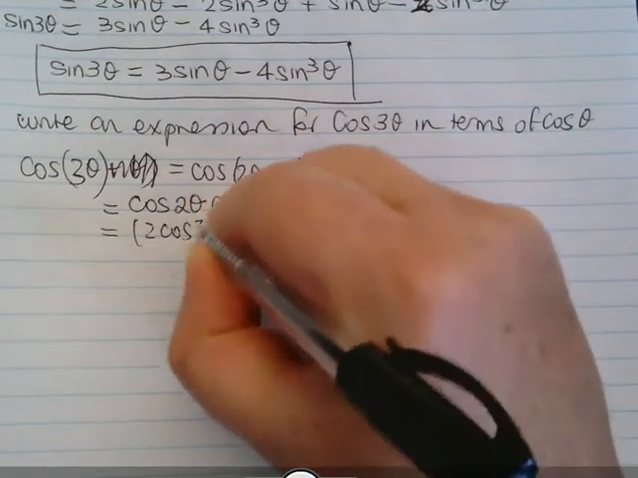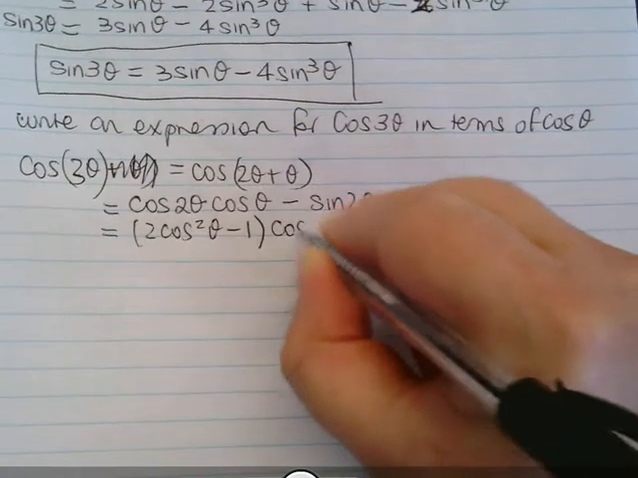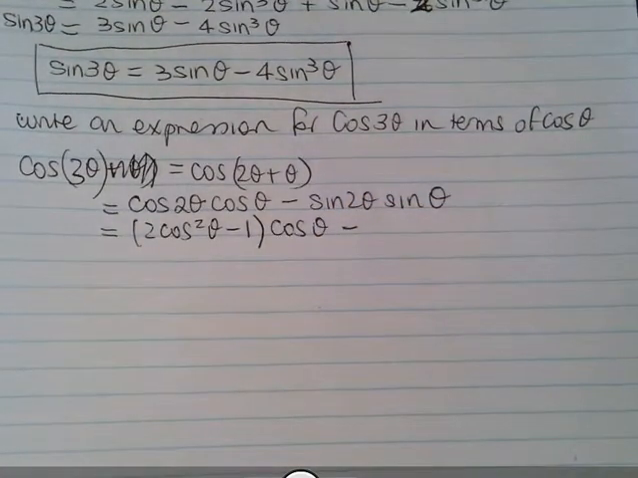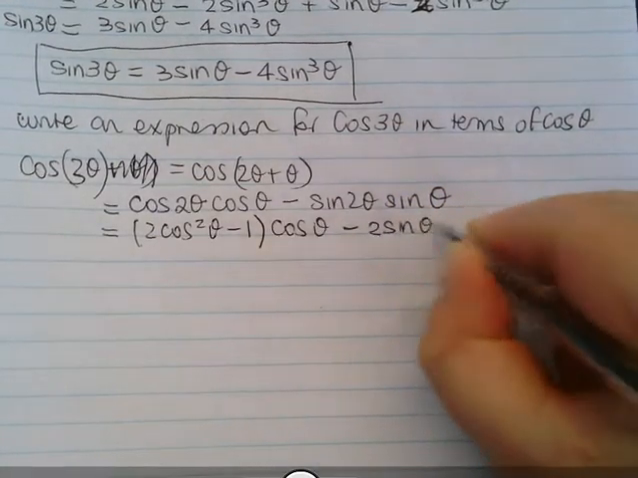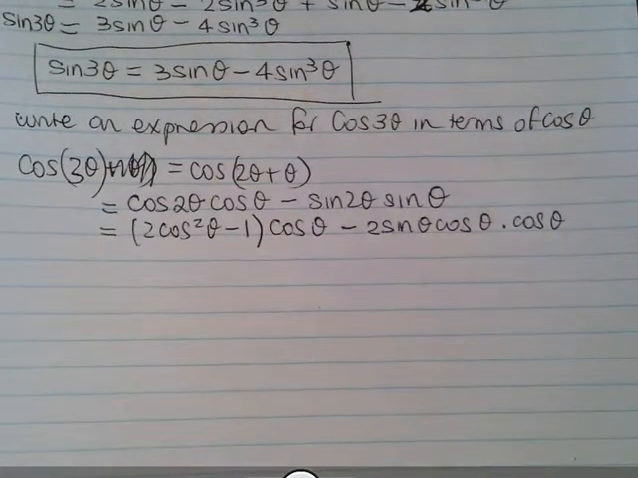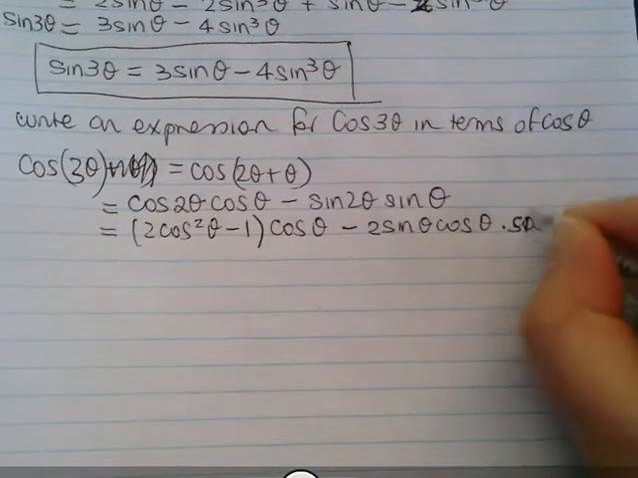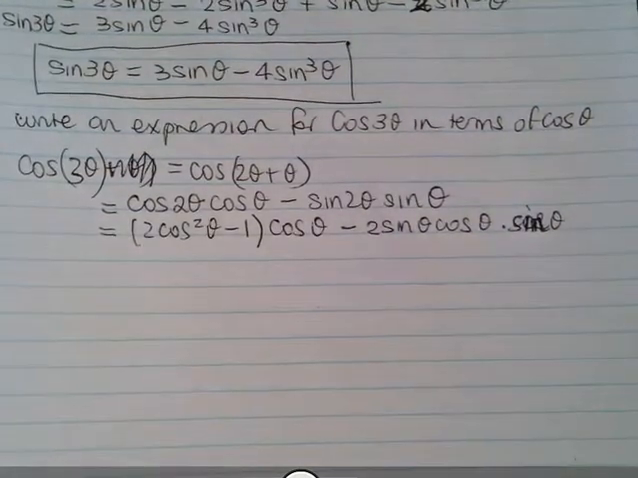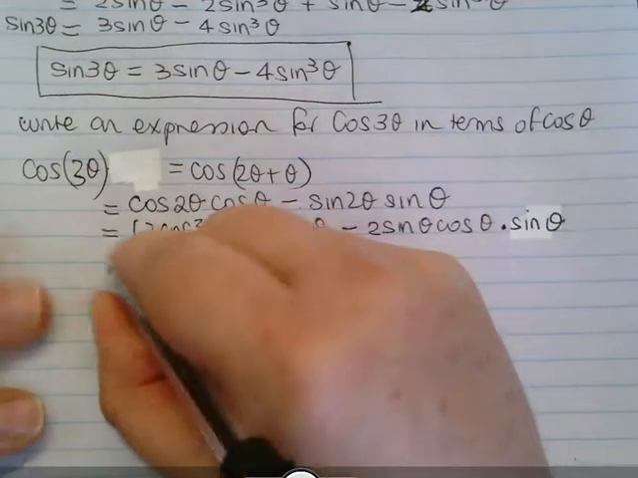Now remember, we want to write cos 3 theta in terms of cos theta. I have got 3 choices for cos 2 theta. Which one are we going to use? 2 cos squared theta minus 1. Okay, so let's use 2 cos squared theta minus 1 times cos theta, minus, there's only one expansion for sine 2 theta, which is 2 sine theta cos theta, and then we're still multiplying that by sine theta, sorry, by sine theta.